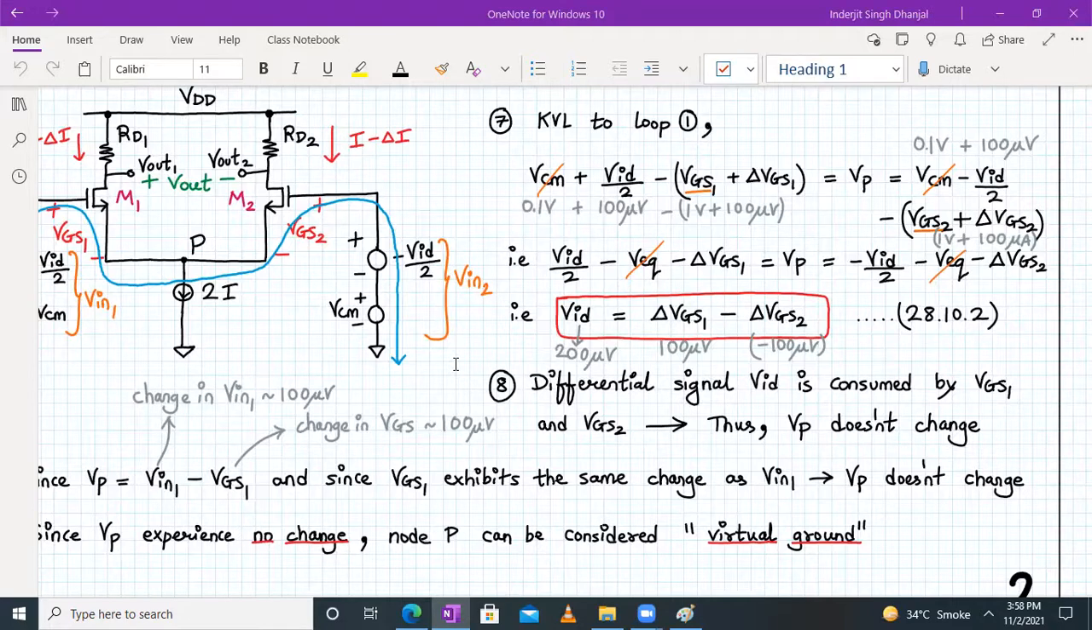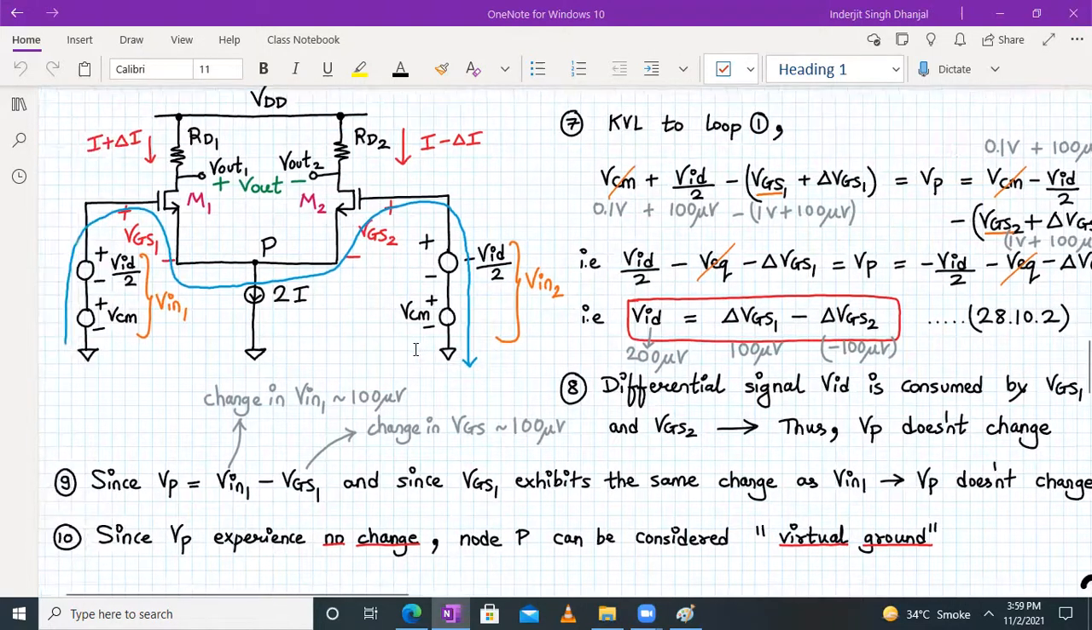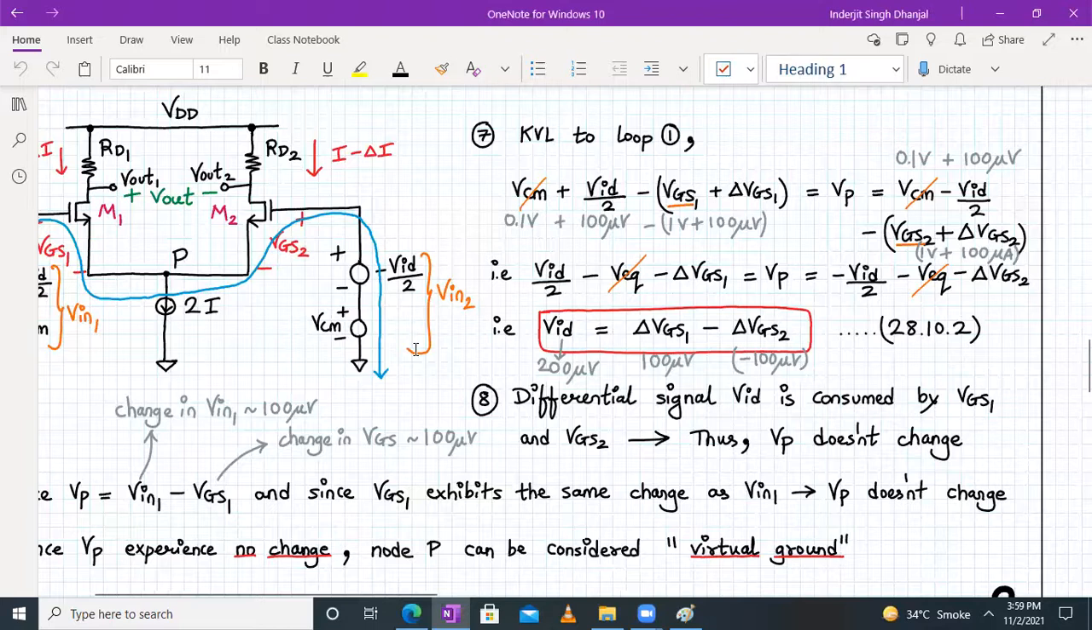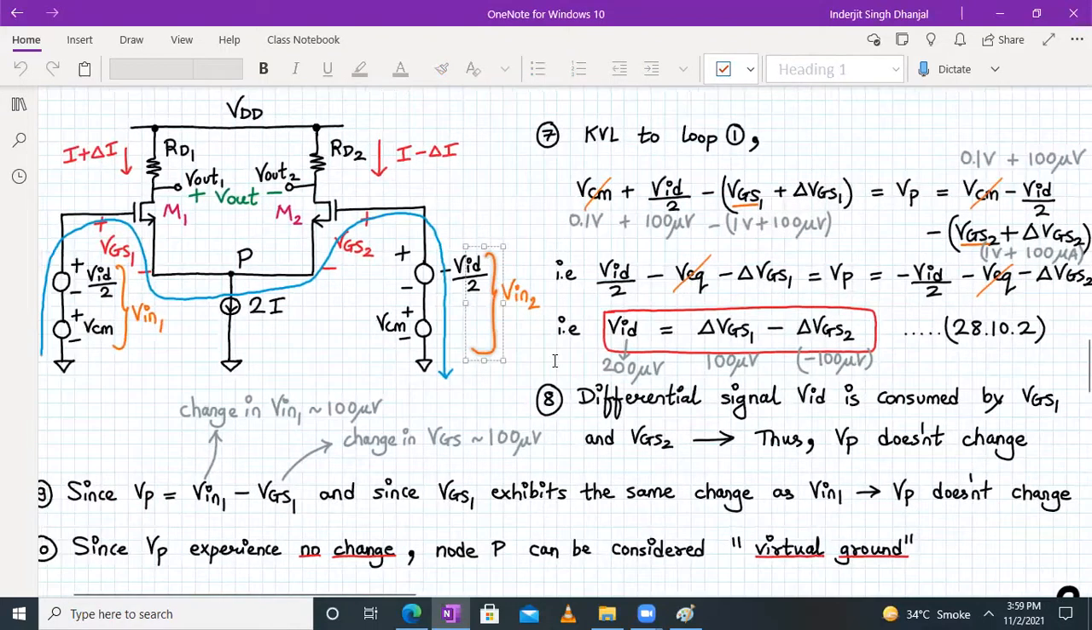That means VID is 200 microvolt, and delta VGS1 is around 100 microvolt, and minus delta VGS2 is again around 100 microvolt in magnitude. So your differential signal is consumed by VGS1 and VGS2. Therefore, we say that your point P does not change.